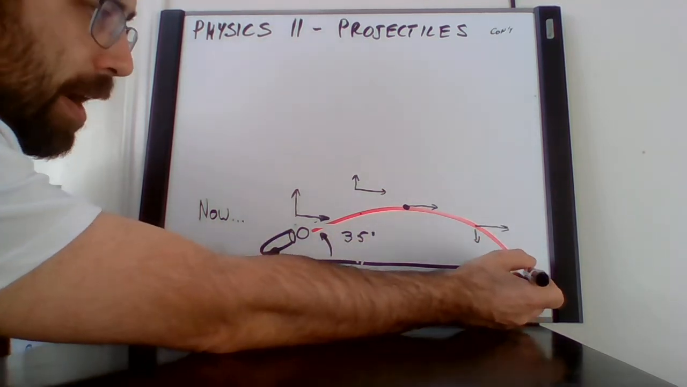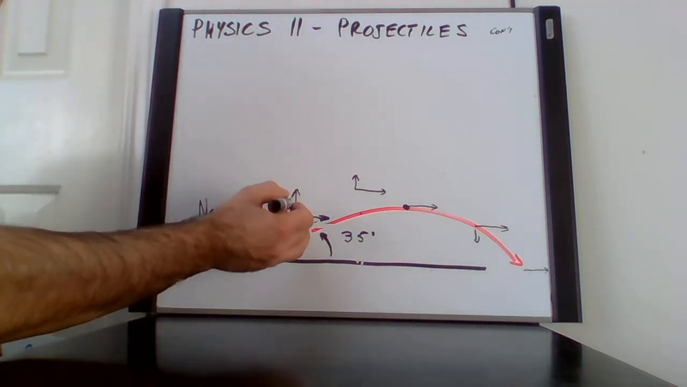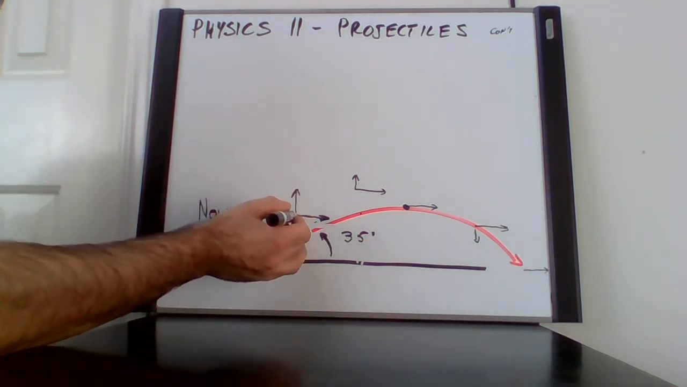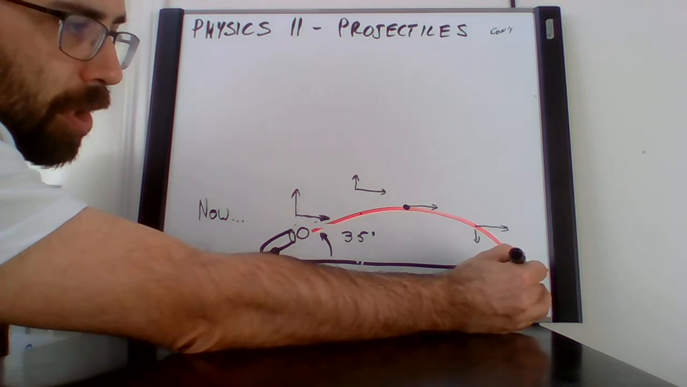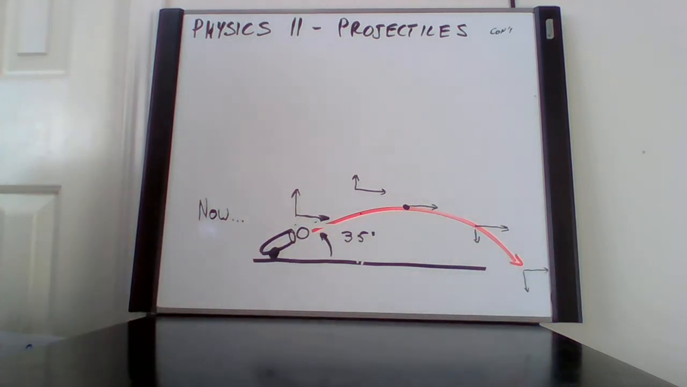And then when it hits the ground, we still have that velocity in the x, and now our y direction velocity is going to be the same magnitude as when it was launched, but in the opposite direction. Okay, so we just want to understand a little bit about those velocities.